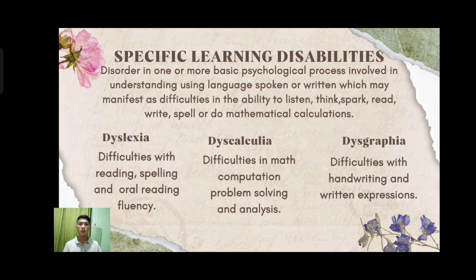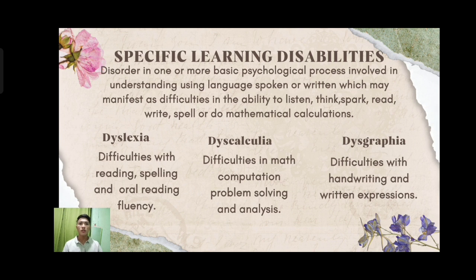So it has three factors. The first one is dyslexia. Dyslexia is difficulties with reading, spelling, and oral reading fluency. An example of a specific learning disability with dyslexia is students or learners who have difficulty in spelling and difficulty in reading, especially if you make them read aloud. That is an example of learners with dyslexia.